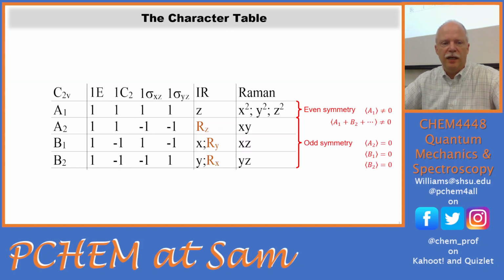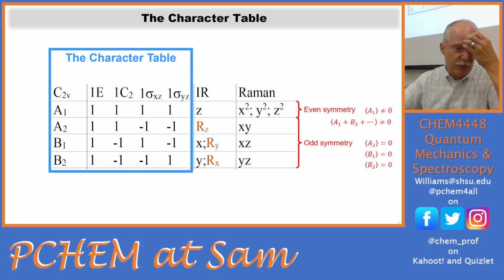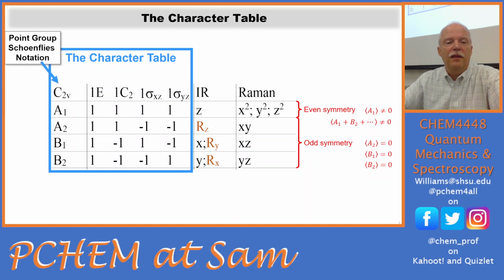So here's the character table. This is a repeat slide from earlier. We have the characters, those ones and minus ones inside the table. This upper left-hand corner designation is the Schoenflies notation for this particular point group. So we would do the Lewis dot structure, the VSEPR shape, and then go through the flow chart and decide on the point group. And so this particular molecule has a C2v point group.